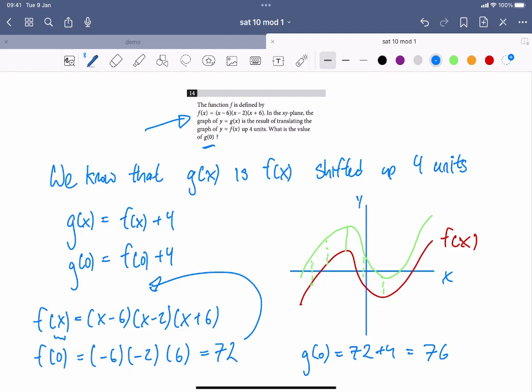Again, obviously this graph isn't drawn to scale, but all it's saying is that you found f of 0. So f of 0 would be this point right here.